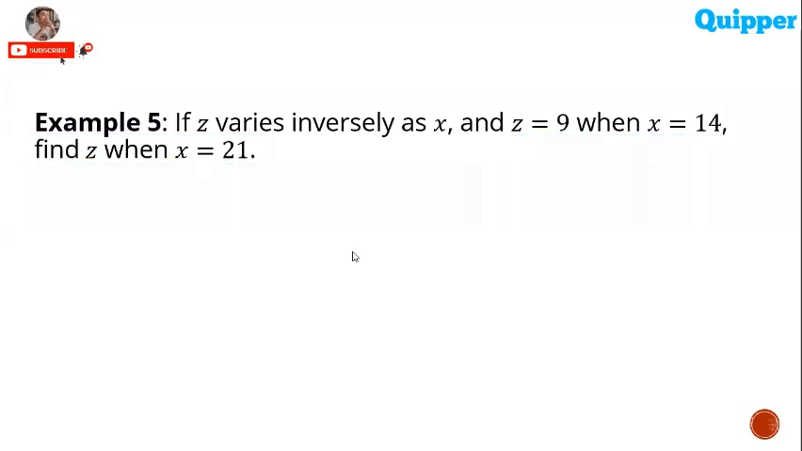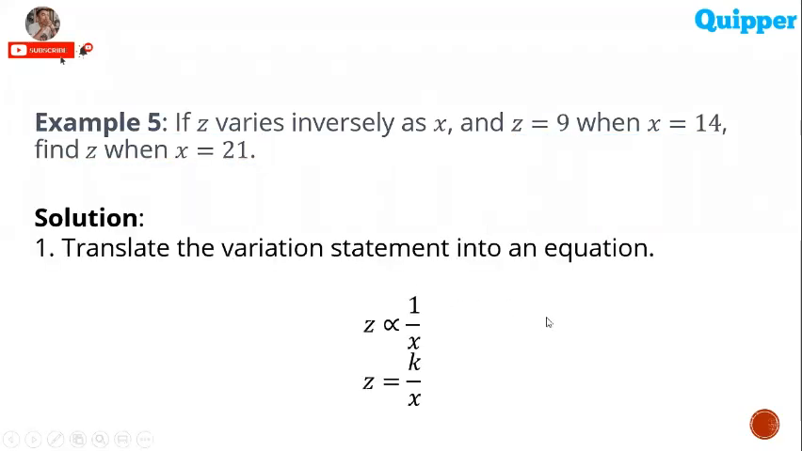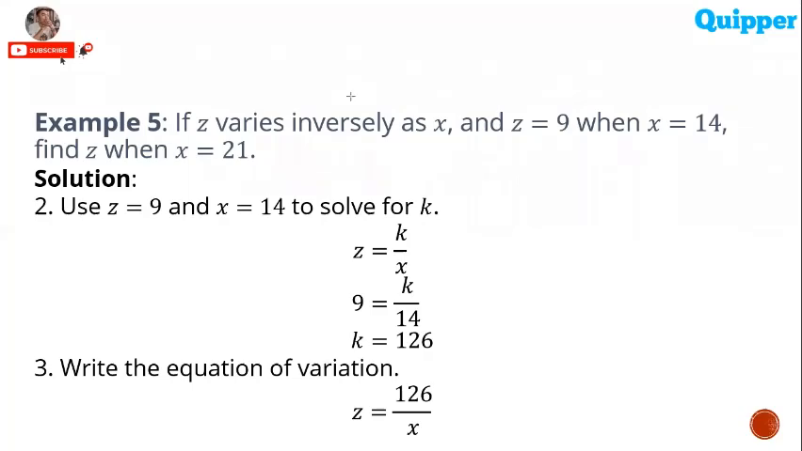First, translate the variation statement into an equation. You'll have z is equal to k over x. Substitute the first 2 values, focusing on z, which is equal to 9, and x is equal to 14 to find k. You have here 9 is equal to k over 14. Your value of k is 126. From there, write the equation of variation, that is z is equal to 126 over x.